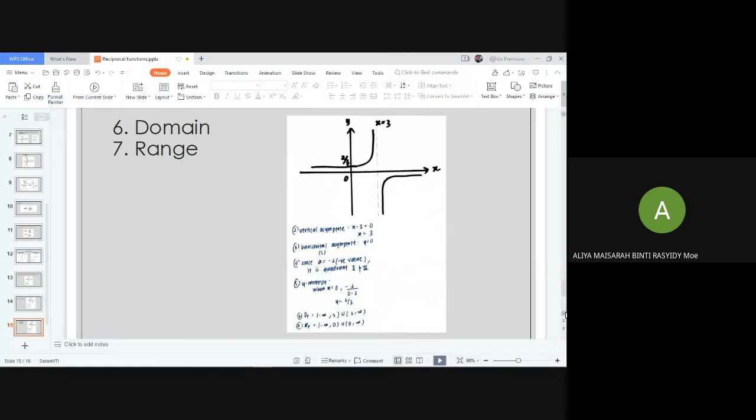Union is used to combine the elements of two sets. And for the range, we will always start with the lowest point. So the range will be from negative infinity up until 0, union 0 up to positive infinity. Okay, that's it.